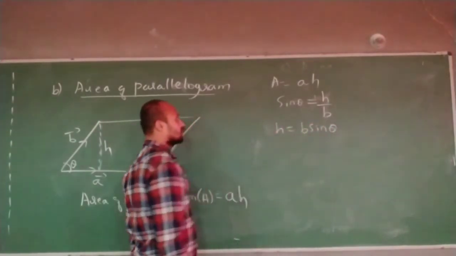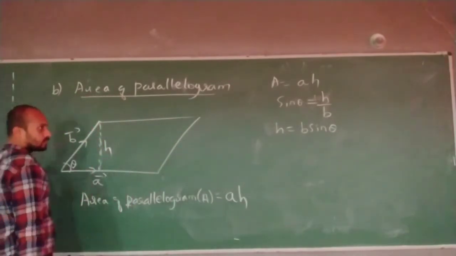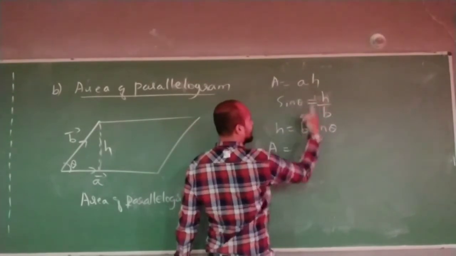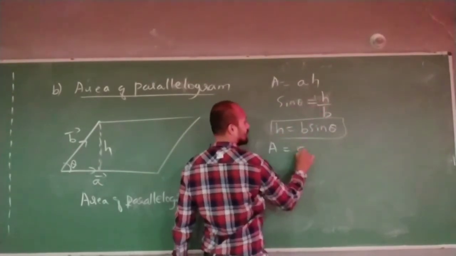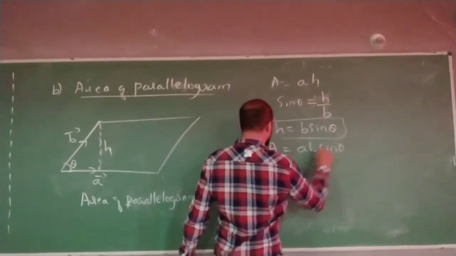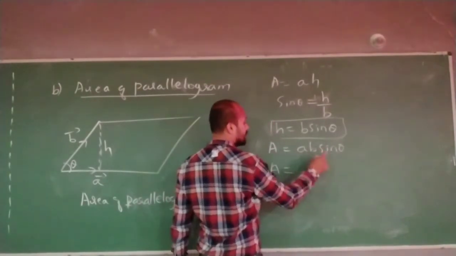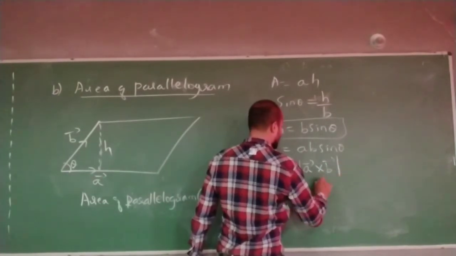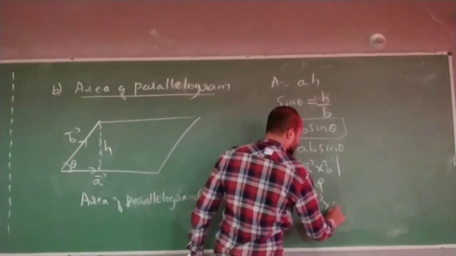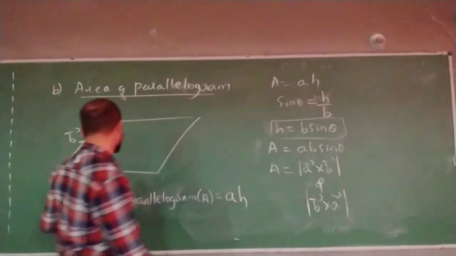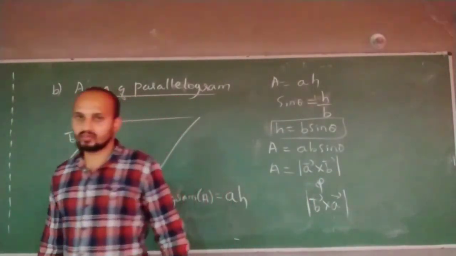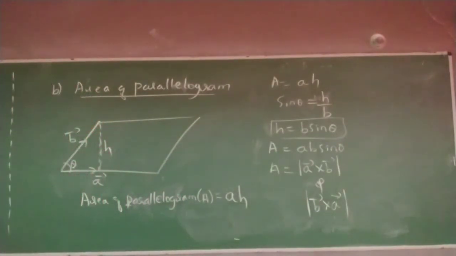So when H is equal to B sin theta, try to understand, the area is equal to A into H. What is H? B sin theta. So AB sin theta. What is AB sin theta? AB sin theta is nothing but the magnitude of A cross B. So what is the area of this parallelogram? Just find the cross product of these vectors, that is the area.